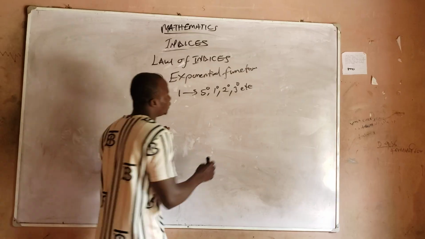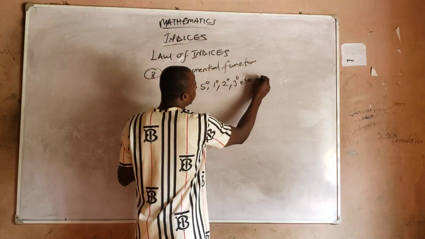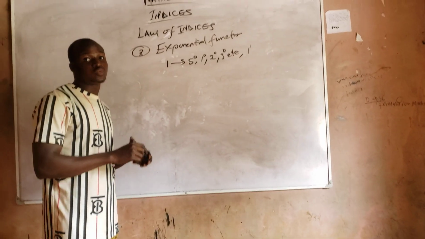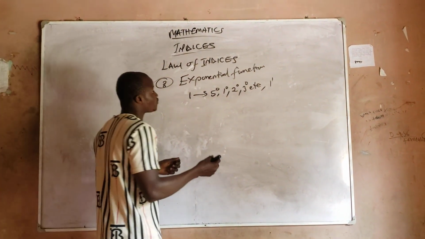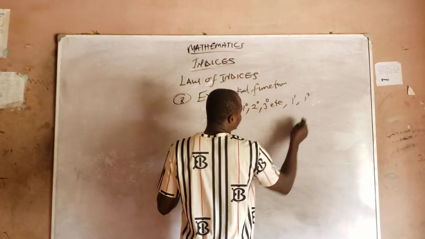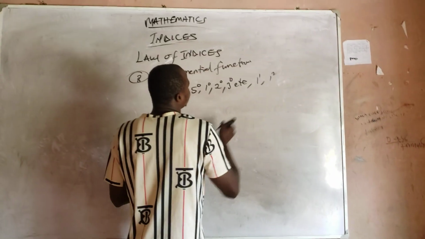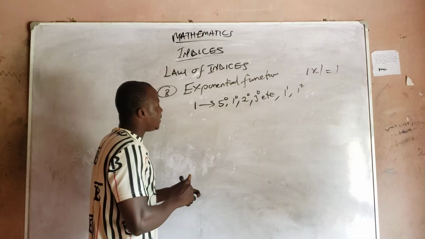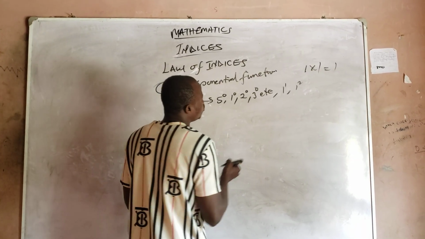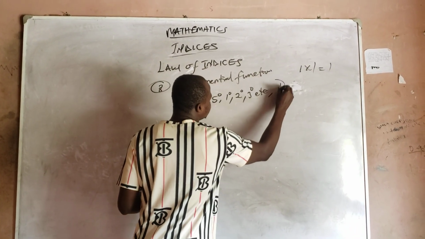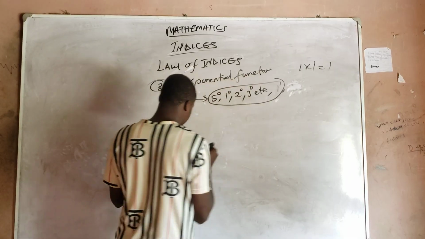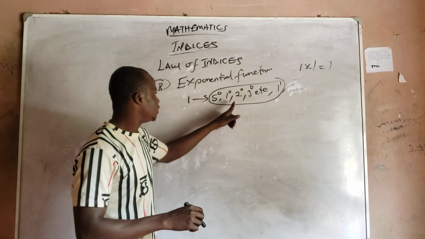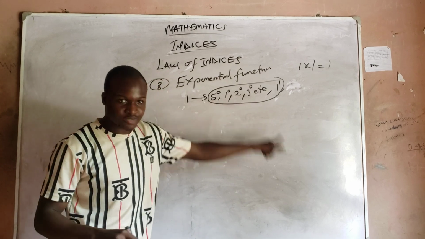Is that clear? Now, also we have 1 raised to the power of 1, because you know that 1 raised to the power of 1 is 1. Even 1 raised to the power of 2 and all of that, because 1 times 1 becomes 1. But I'm going to advise you to make use of this if you are dealing with this aspect, especially this zero index aspect.